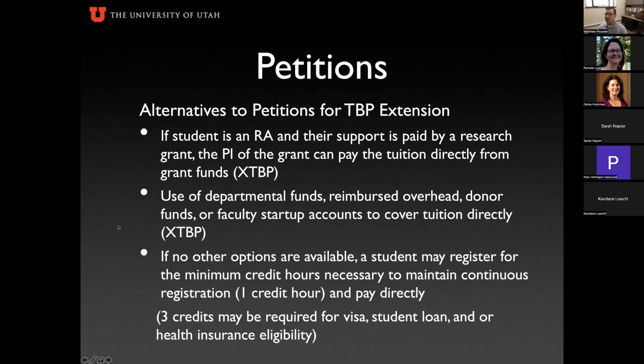Alternatives to a petition for tuition benefit extension, so adding additional terms. The department can put the student on extended tuition benefit, whether that's through an activity or for an RA, for example, using your reimbursed overhead. Other options may be to have the student register for the minimum credit hours necessary for continuous registration. So 1 credit, and then they can pay directly for that 1 credit. Or if your student is international, if they have student loans or health insurance eligibility concerns, 3 credits is the minimum.